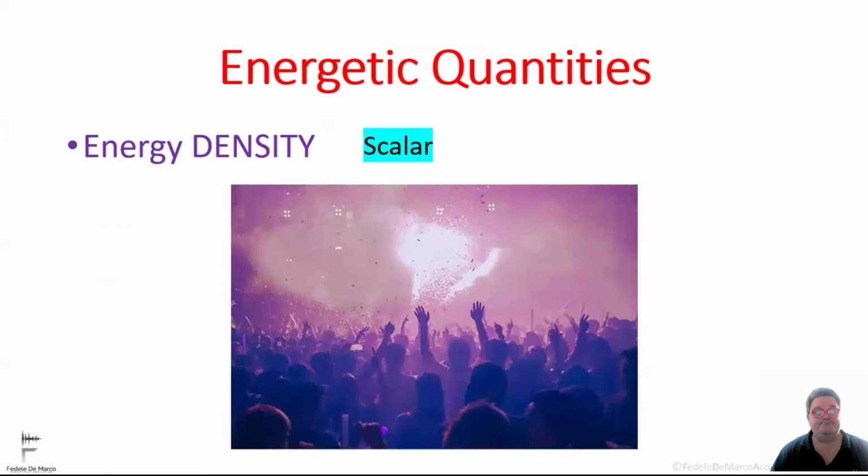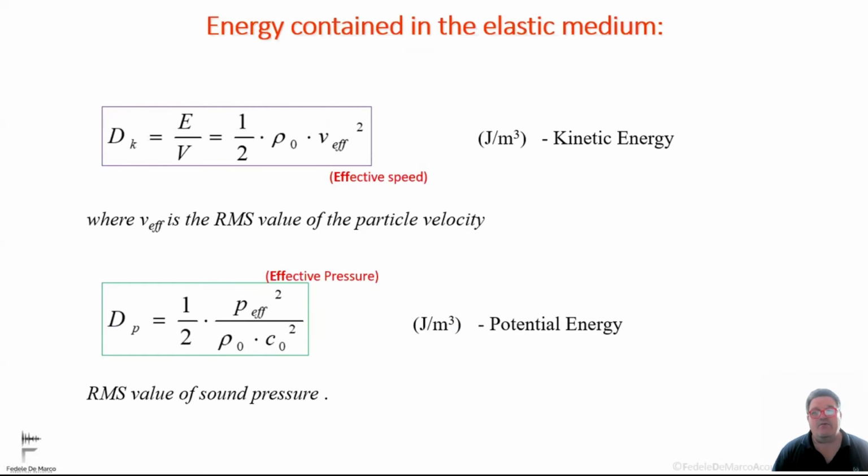Energy density is the energy trapped in 1 cubic meter of volume. So it represents the total energy in the room. We use squared quantities and RMS values of pressure and velocity to calculate the energy contained in the medium, the density.